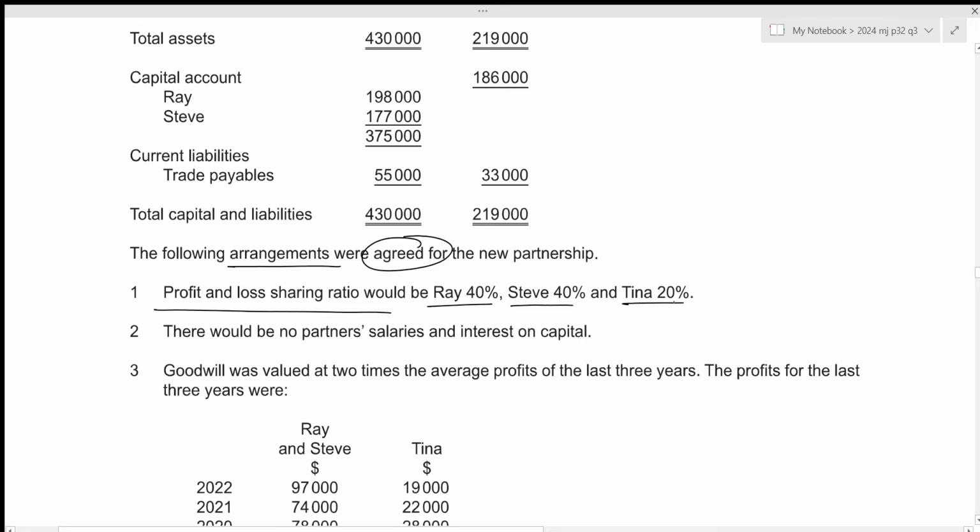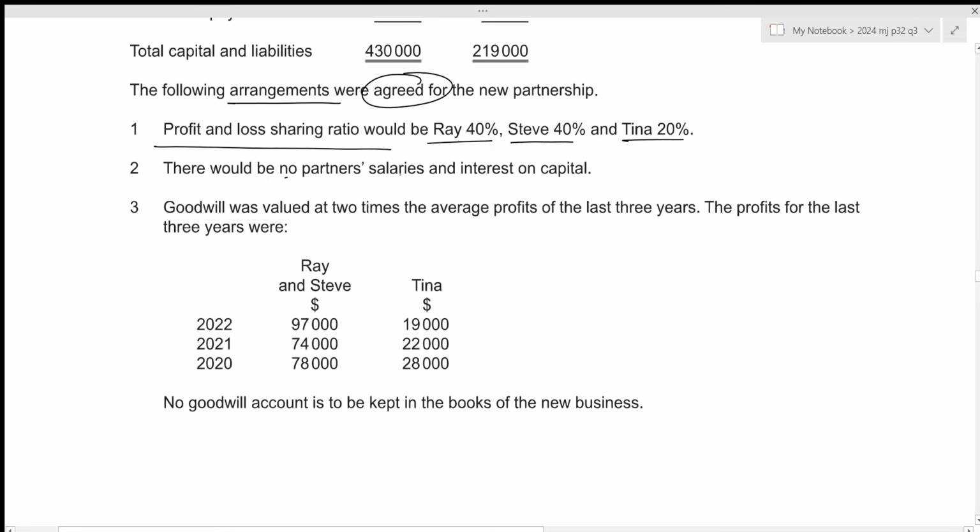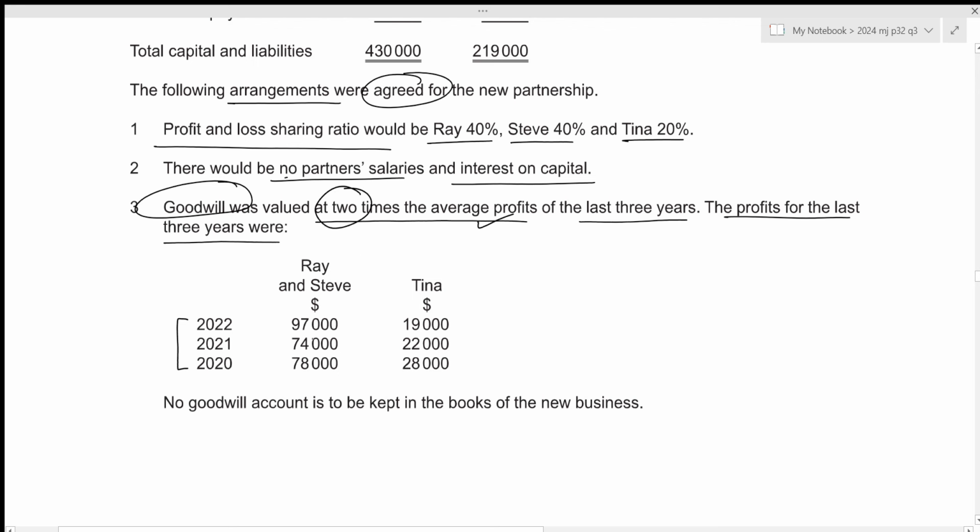Previously, Ray and Steve used to share profits equally. Then there would be no partner salaries and interest on capital. Goodwill was valued at 2 times the average profits for the last 3 years. The profits for the last 3 years were as follows. So we have the profit for the last 3 years for Ray and Steve's partnership as well as Tina's sole trading business. Let us first calculate the total of these 3 years profit for both the business. Then we can divide it by 3 in order to get the average profit. Then we need to multiply it by 2 in order to get the goodwill value.